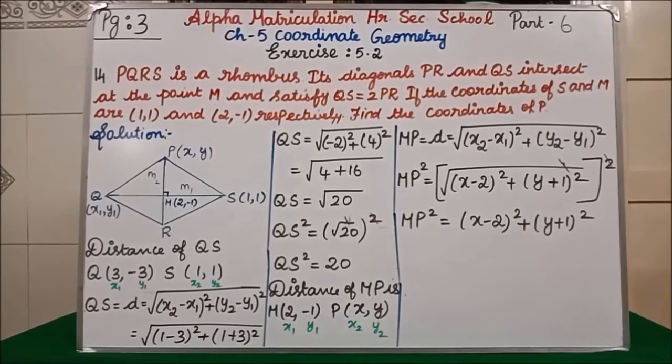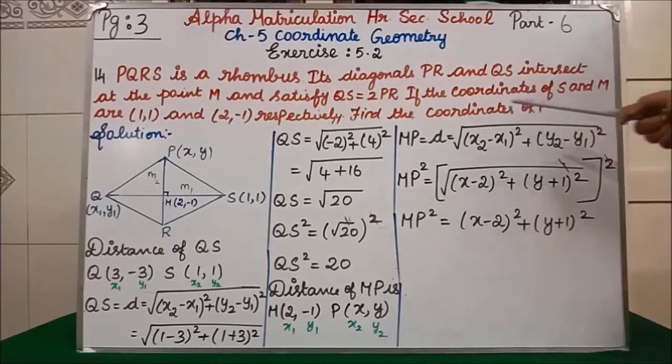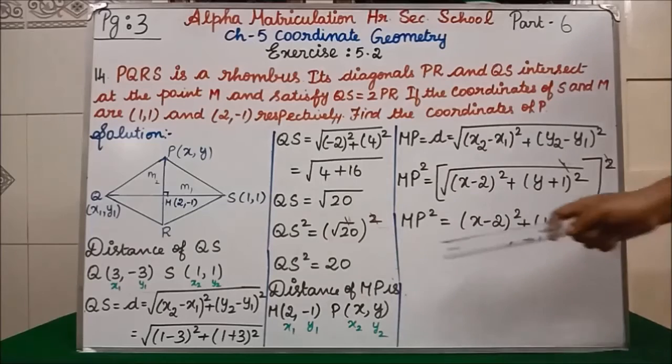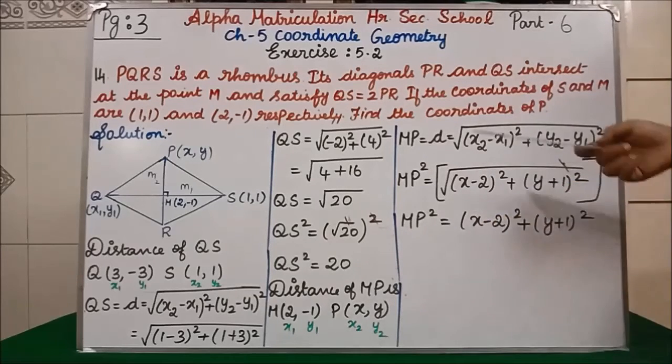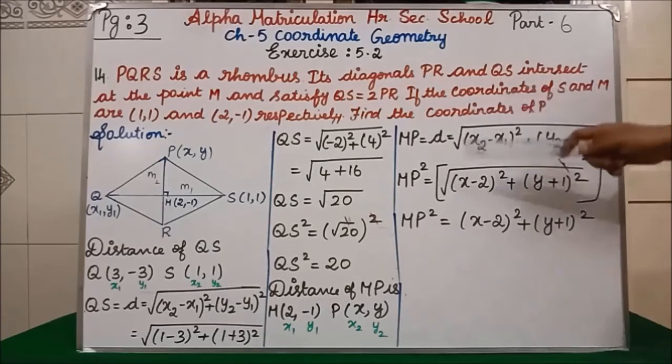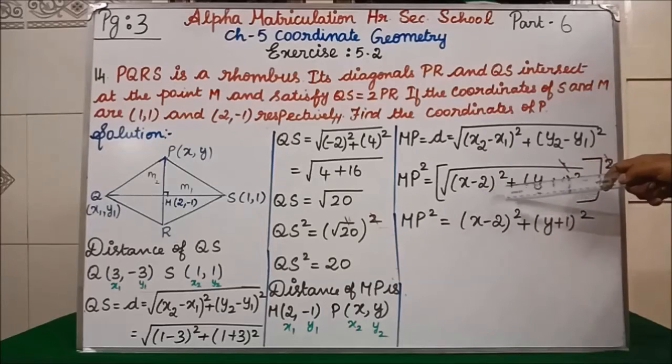Next, the distance of MP we are going to find. The M value we know, but the P value we don't know. That is what we have to find in the question. So you write the P value as x comma y itself. M value is 2 comma minus 1. Again we are going to apply the distance formula: dMP, where d means distance, is equal to square root of (x2 minus x1) whole square plus (y2 minus y1) whole square. The x2 value is x, x1 value is 2, the whole square, plus y2 value is y, y1 value is plus 1, the whole square.